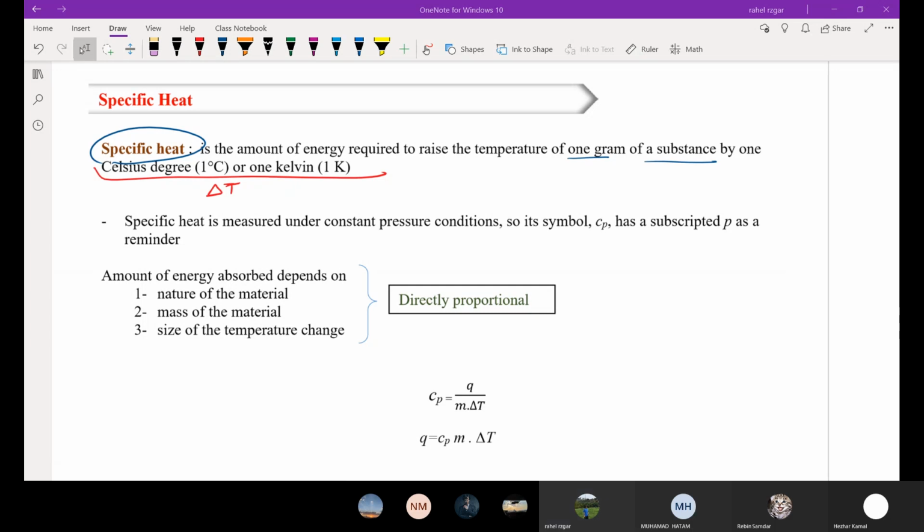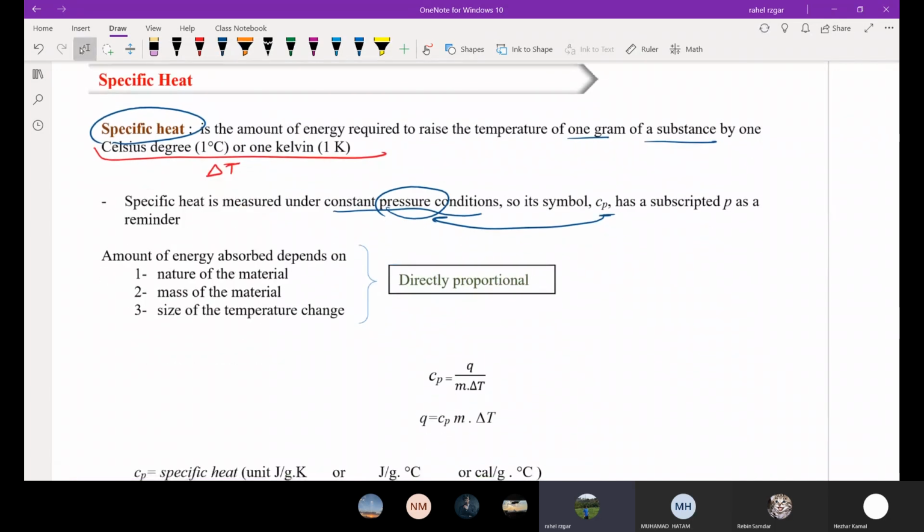Okay, so specific heat is measured under constant pressure, so the pressure is not changed. That's why the symbol of specific heat is Cp. The P indicates pressure, constant pressure. It has a subscript of P as a reminder. All right.